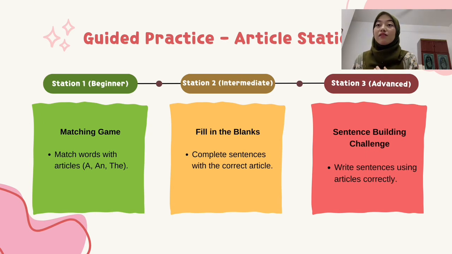The teacher will be circulating around the class, offering the students support and reinforcing the rules. Then for station number 2, fill in the blanks, which is designed for intermediate level, students at this station will complete sentences with missing articles. For example, I saw an old man on the streets. Another example will be, she bought an umbrella.